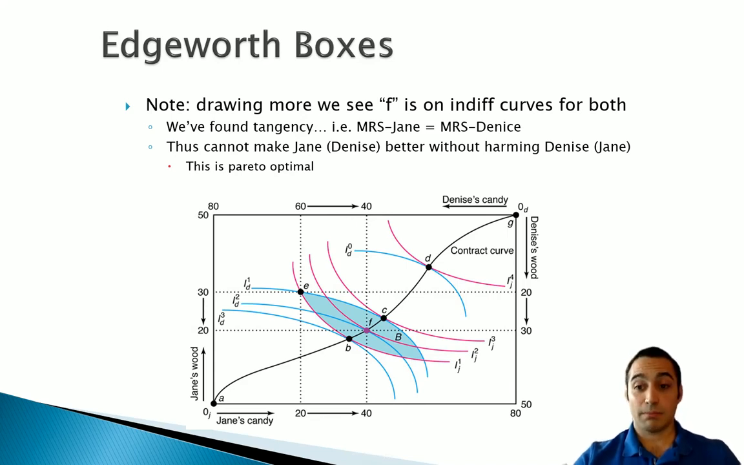So this is actually how you find a Pareto optimal outcome graphically. You're going to want to find a point such that the indifference curves for both individuals are tangent, and that will give it to you. If you're at this point, there's no possibility to make either Jane or Denise better off without harming the other individual.